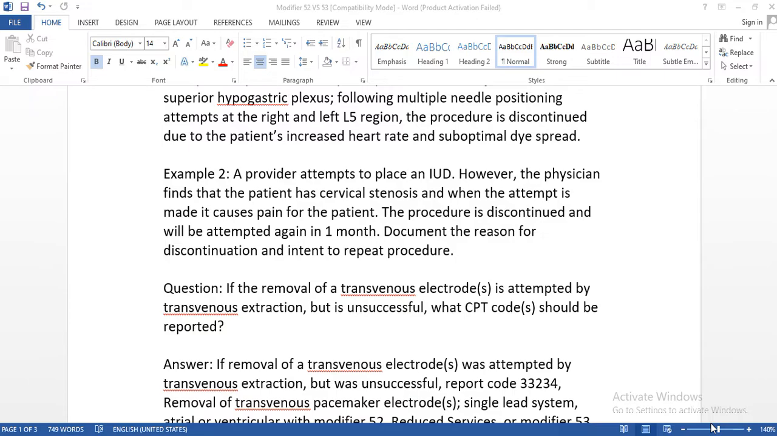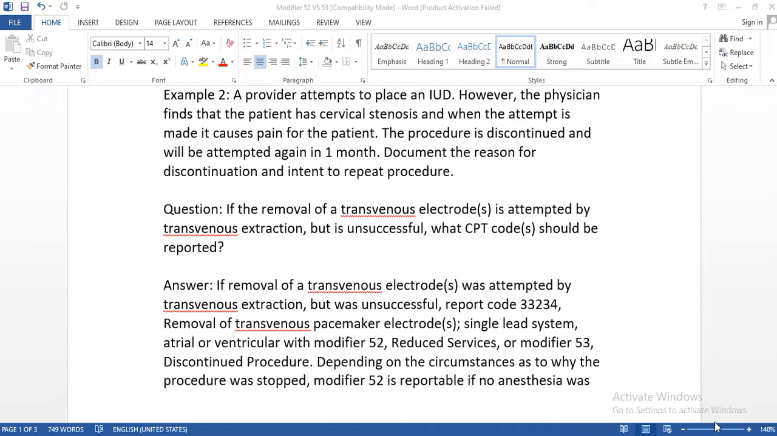One more we have: a provider attempts to place an IUD. However, the physician finds that the patient has cervical stenosis, and when the attempt is made it causes pain for the patient. The procedure is discontinued and will be attempted again in 1 month. Document the reason for discontinuation and the intent to repeat the procedure. So here also the patient has the risk as she has cervical stenosis. The physician is unable to insert the IUD. So because of the patient only, the physician has discontinued the procedure. So here also we need to use the 53 modifier.